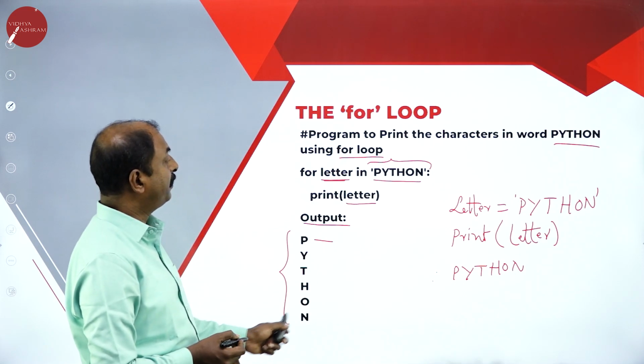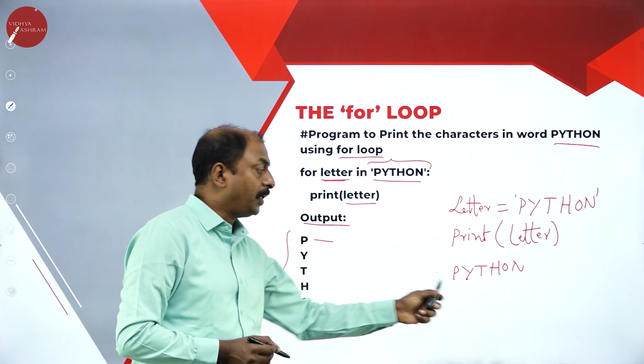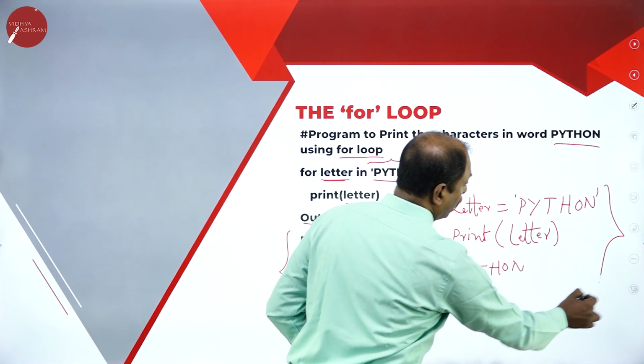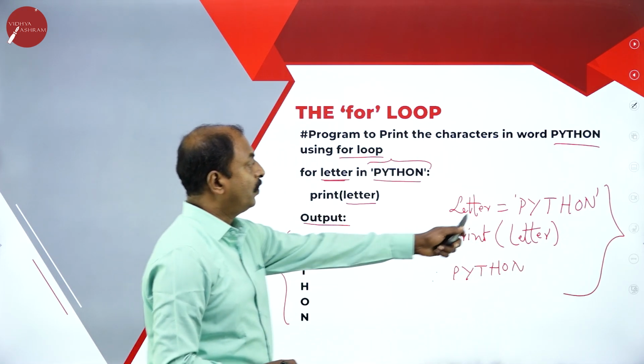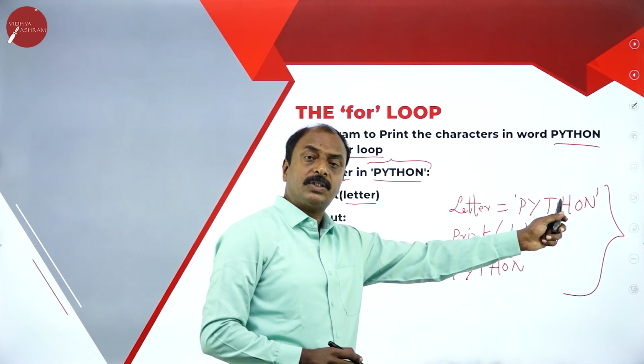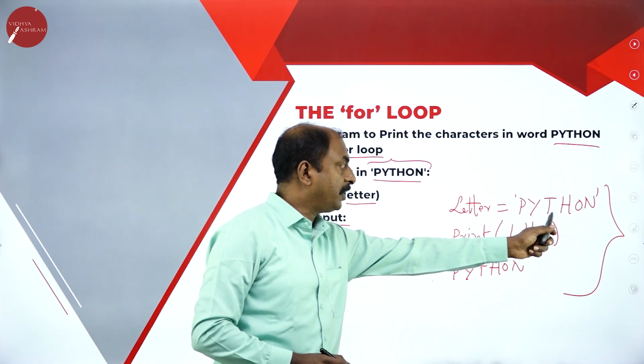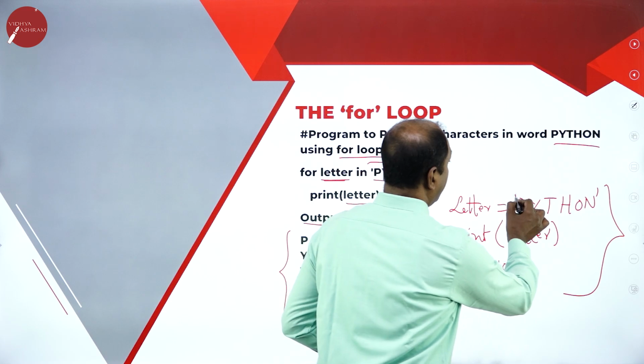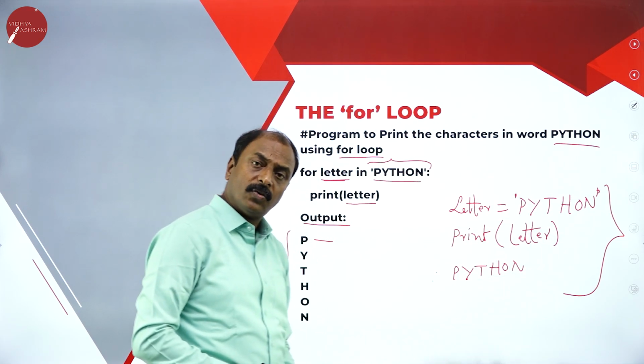Now, what is the difference between these two? If you observe the difference between these two outputs, this one is without using a for loop. So here there is only one string variable, or string value, so it is going to consider the entire string as one value.